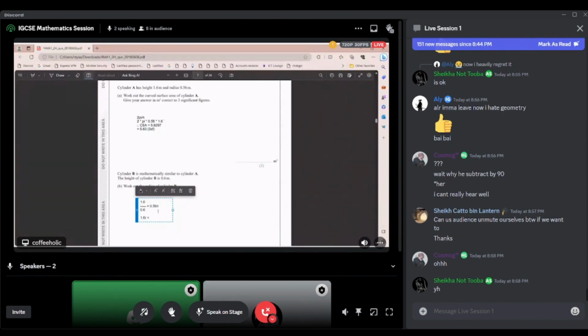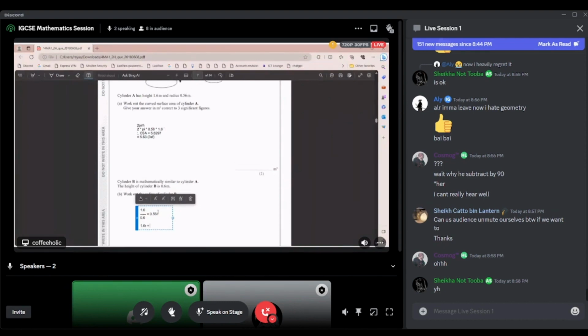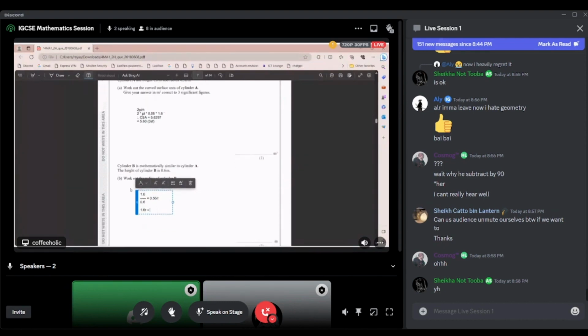So guys, this is a very typical question following up from the previous question. You normally get a surface area question, and then you get a similarity question as well. In this case, all we've done is just cross-multiply the two values to find your answer. So that would be 0.56 times 0.6, and then you would divide that by 1.6, and if you put that in your calculator, you should get R equals 0.21, which would be your final answer.